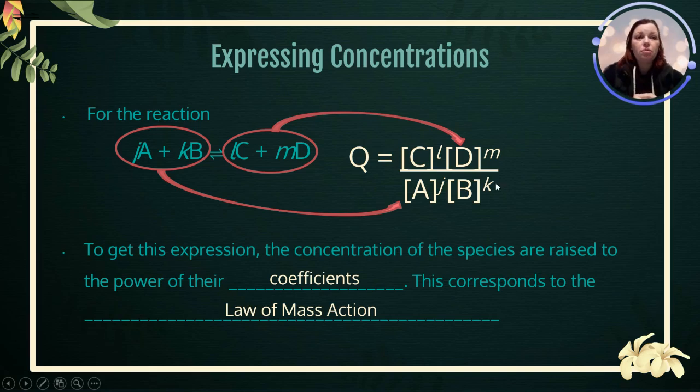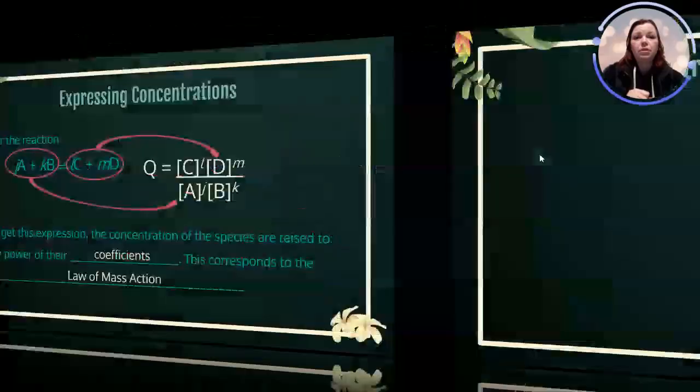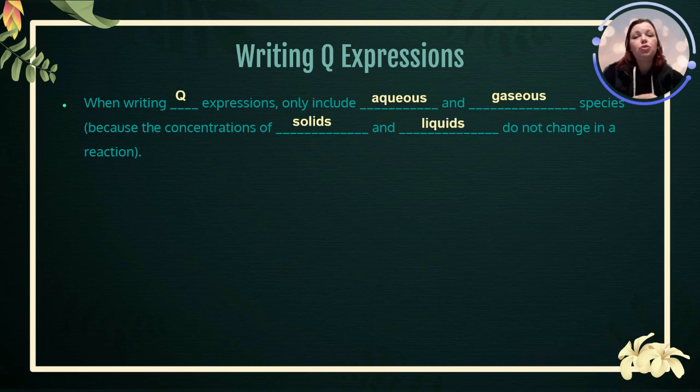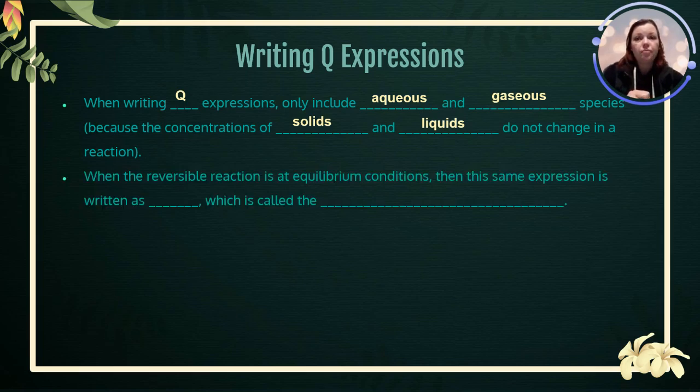I guarantee you that you will have to write this expression on the AP Chemistry exam. This is one of those places where it's a very straightforward way for you to earn points, but the details are super important. And so I want to talk to you a little bit more about the details here. So first of all, when writing Q expressions, only include aqueous and gaseous species because the concentrations of solids and liquids do not change in a reaction.